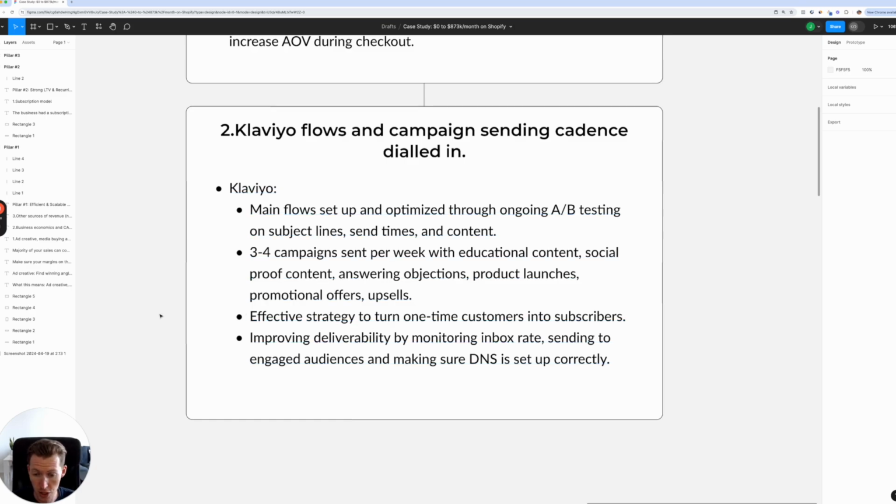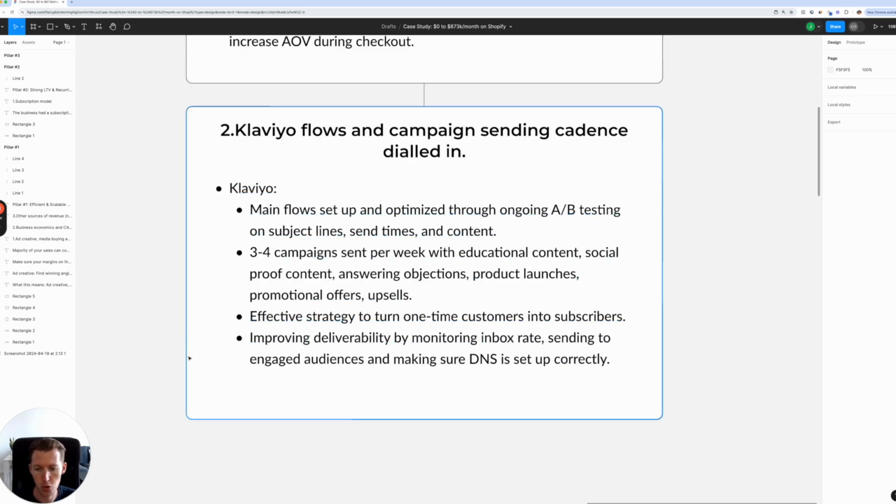We also had an effective strategy to turn one-time customers into subscribers. This is really, really important, and so many brands who have subscription models don't do this. If you're acquiring subscribers and you have a subscription model, but you have a percentage of your customer base who are not subscribers, you should have flows and campaigns and strategies set up to convert those one-time customers into subscribers.